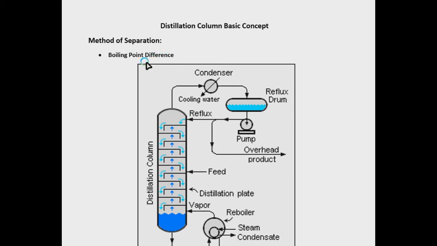For the separation based on size, we will definitely move toward a mesh sieve size separator or a membrane type separator. So it is important to understand that the property difference we have in the components that are to be separated shows us what type of equipment we should use for the separation of those components.